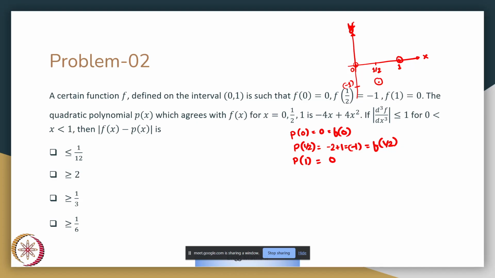So p of x agrees with f of x on the points x equal to 0, half, and 1. And we are told that if the third derivative of f of x is less or equal to 1 in magnitude for x belonging to 0 to 1, then we are asked to comment on f of x minus p of x for the general x, that is, for all x belonging to 0 to 1.